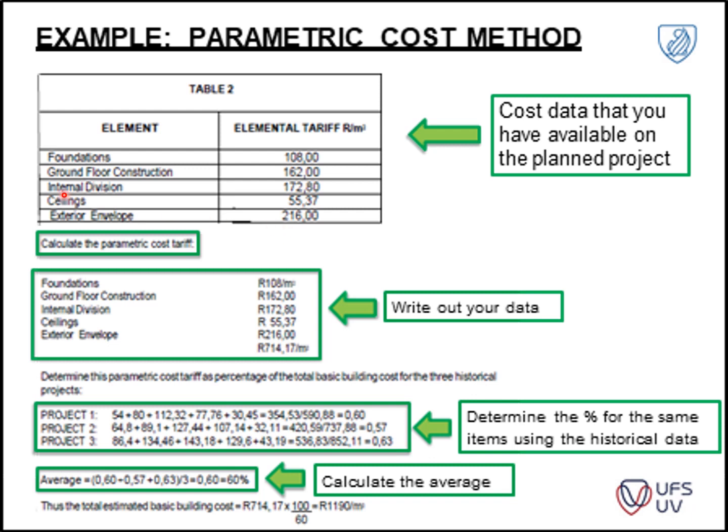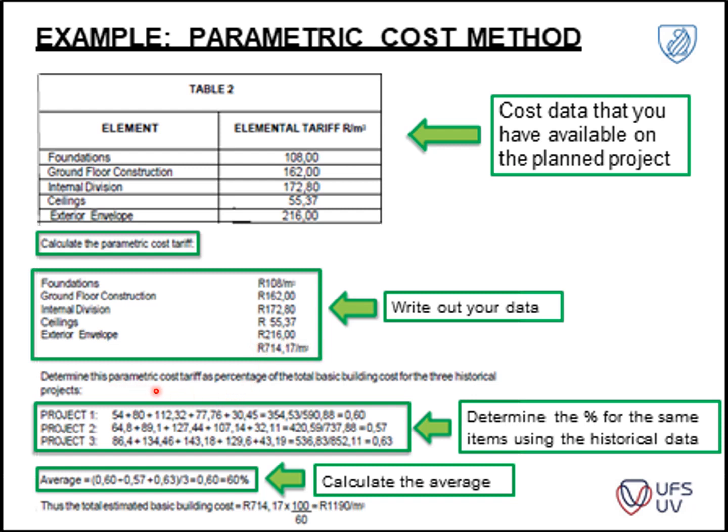So what we do is we've calculated the cost data that you have available on the planned project. So you've progressed up to this point with your current estimate. So if you've calculated your foundations, your ground floor construction, your internal wall divisions, your ceilings, and exterior walls, now from this information, you can calculate your parametric tariff. So all that you do is you add all of these cost per square meter together to get a total for these items.